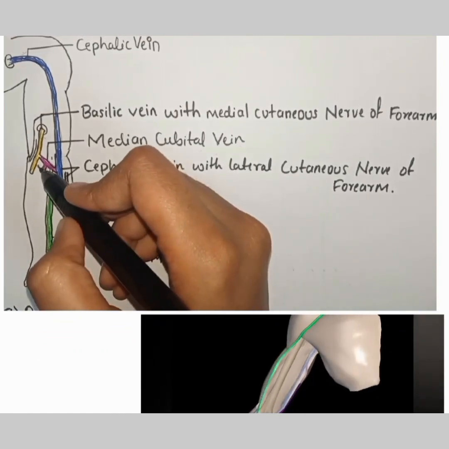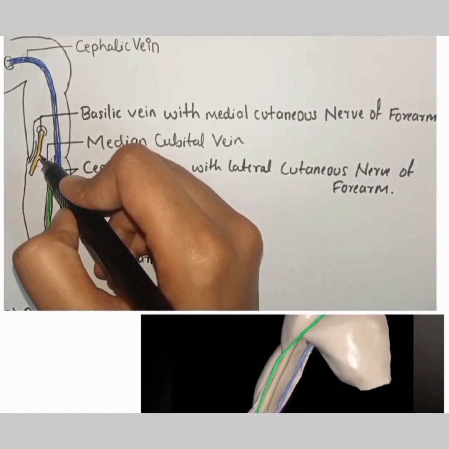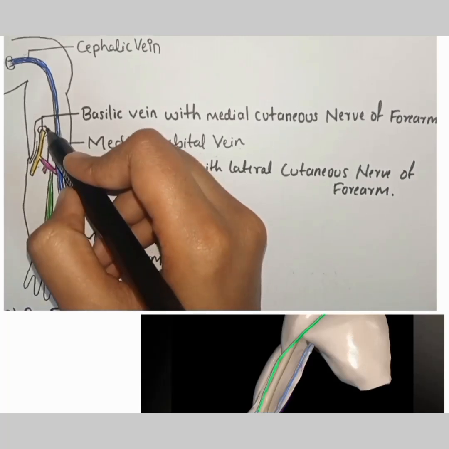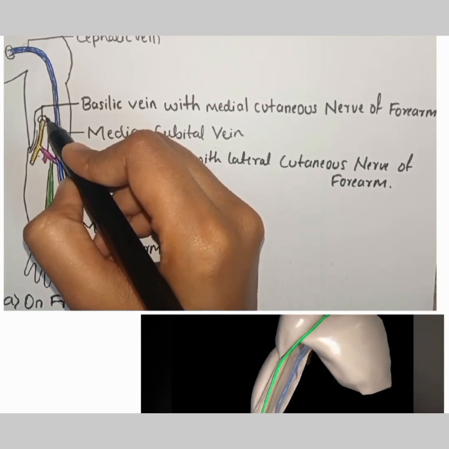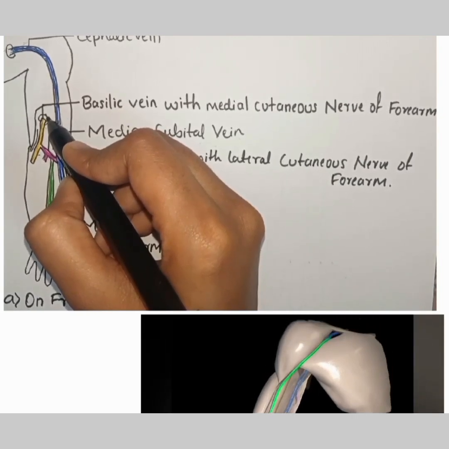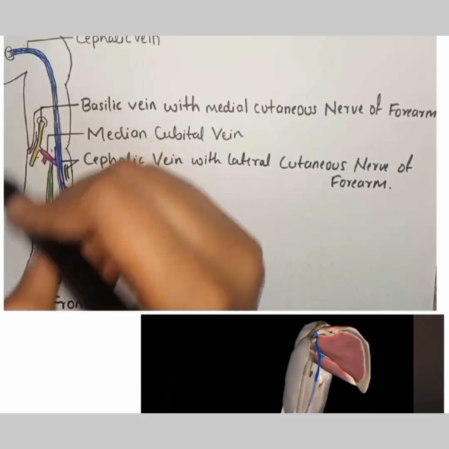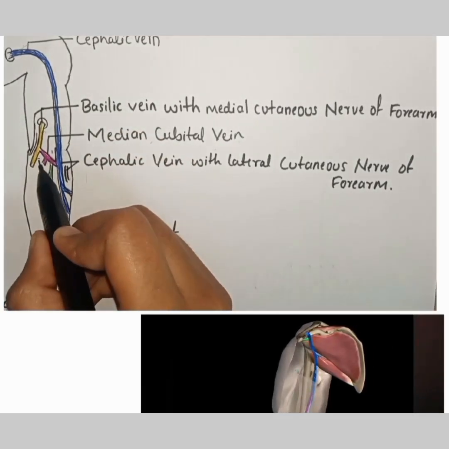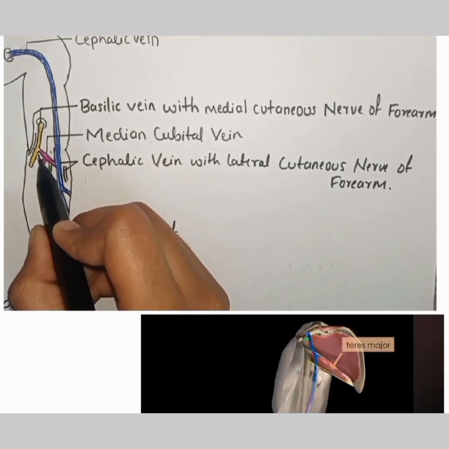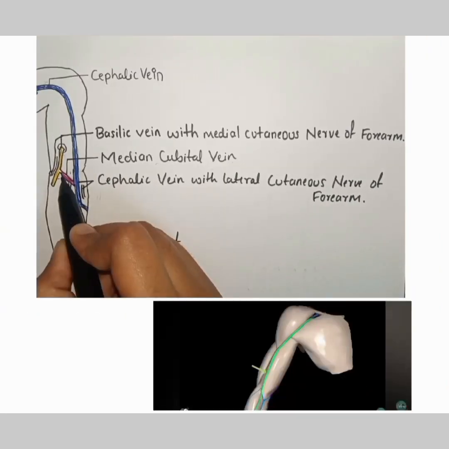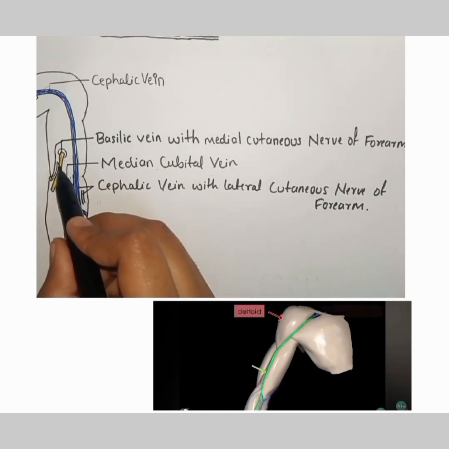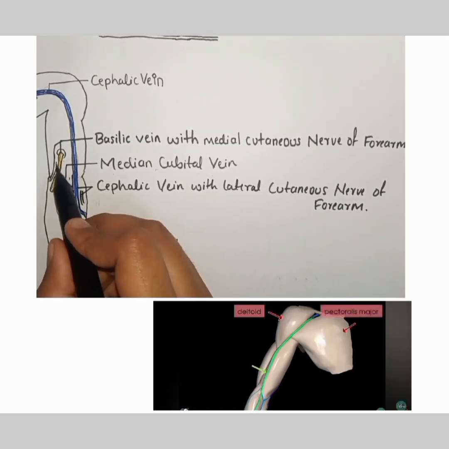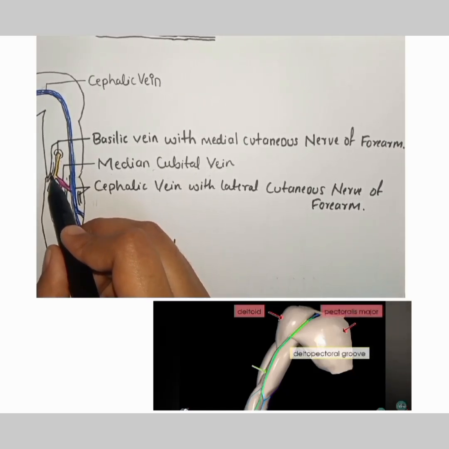It continues upward in front of the elbow, pierces the deep fascia, and runs along the medial side of the brachial artery to the lower border of teres major, where it becomes the axillary vein. About 2.5 cm above the medial epicondyle of the humerus, it is joined by the median cubital vein, and it is accompanied by the posterior branch of the medial cutaneous nerve of the forearm.